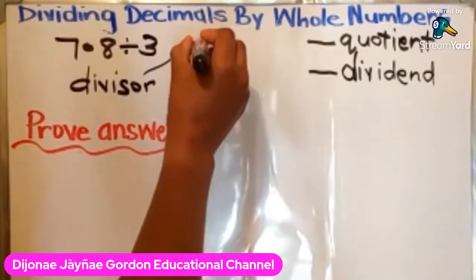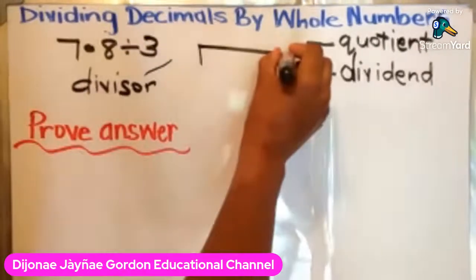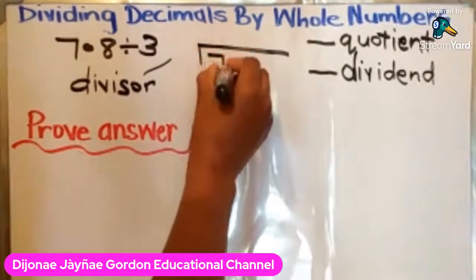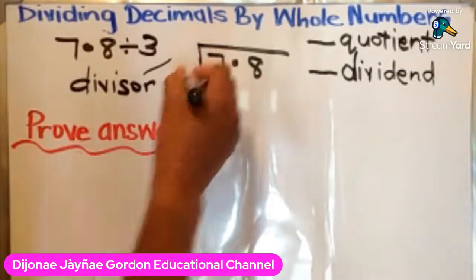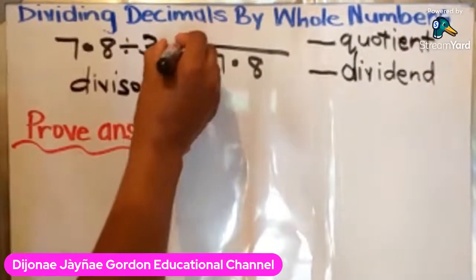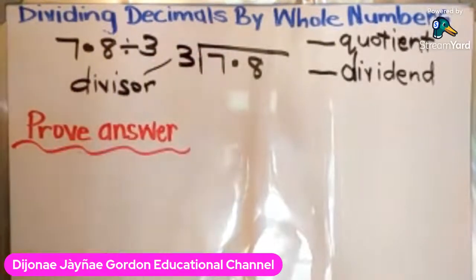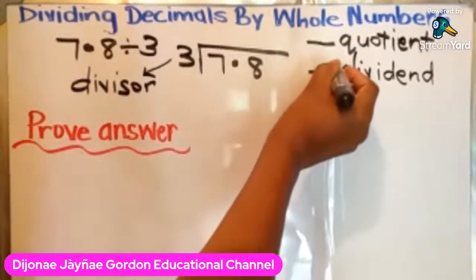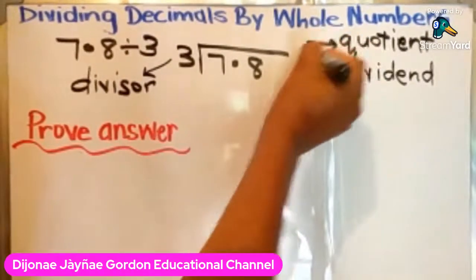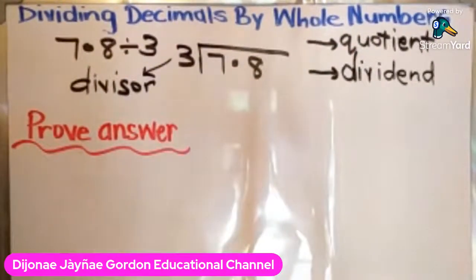Remember now, in a division, the first thing you have to do is to set your problem out. And of course, 7.8 is known as your dividend. And 3 in this case is known as your divisor. All right, so to get the answer, we have to now go ahead and solve the problem. Let's do so together.